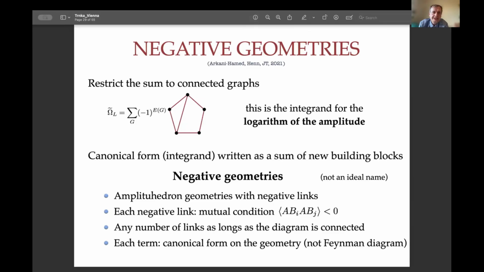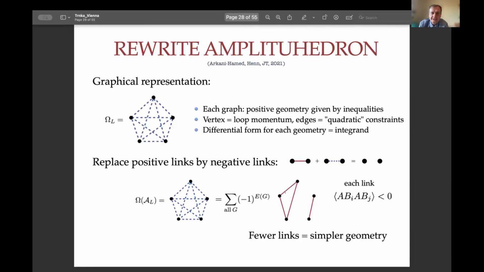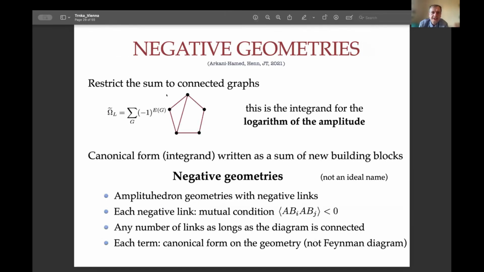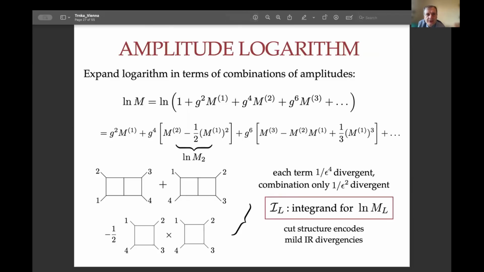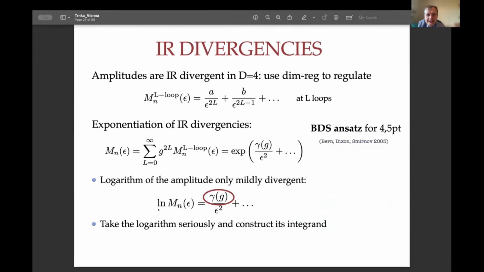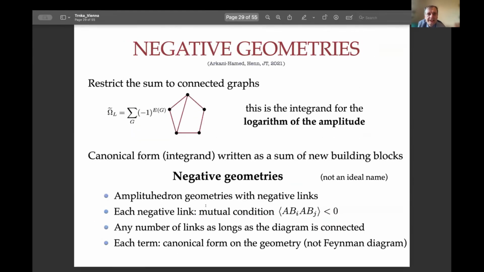Now we can restrict the sum to the connected graphs only. This has also in the sum disconnected graphs. If we restrict ourselves to the connected graphs, we exactly get this integrand for the logarithm of the amplitude. So this is the restriction we will do now. And the logarithm of the amplitude, the object that will eventually integrate to the logarithm of the amplitude and will be very mildly IR divergent, as we saw here, is given by the sum of the canonical forms for these, which we now call negative geometries.